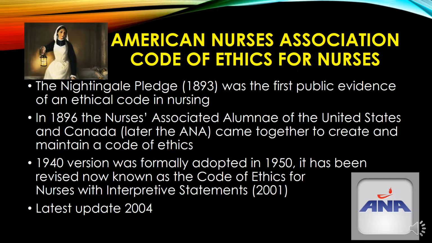In nursing, we have been known to have some manner of a code of ethics since 1893. The Nightingale Pledge dates back to 1893, and it was the first public evidence of an ethical code in nursing. In 1896, the Nurses Associated Alumni of the United States and Canada, which would later become the American Nurses Association, or the ANA, came together to create and maintain a code of ethics.